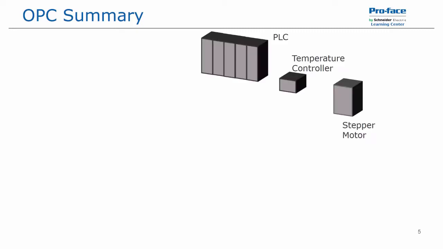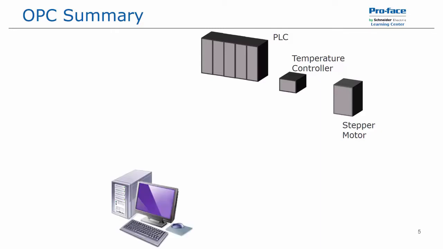A quick summary of how OPC communication works. Let's say that you have several different field devices out there. It could be PLCs, temperature controllers, stepper motors, inverters, drives, whatever the case may be. And then you have your software, in this case it would be Blue Open Studio, running on a PC, be it a server or an industrial PC out on the floor. And you need to get the communication between the PC or the application and these field devices.